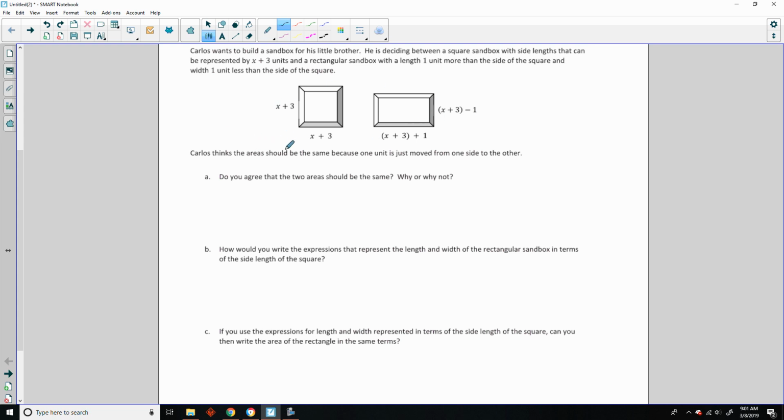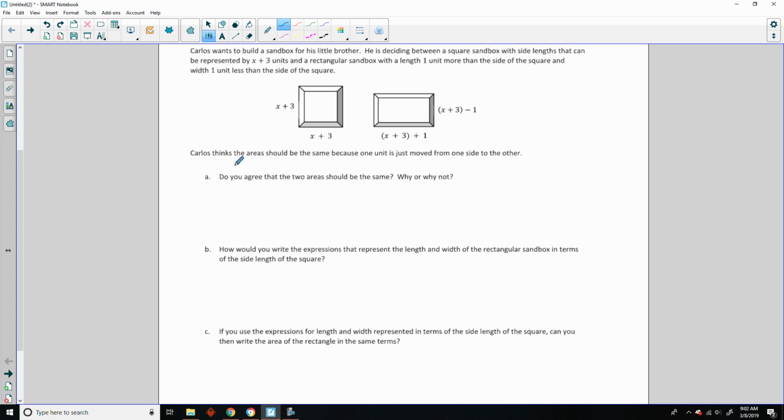So Carlos thinks that the area should be the same because 1 unit is just moved from one side to the other. So he added 1 to the length and subtracted 1 from the width. He's thinking since he took away the same amount that he added to the other, the area should be the same. So this is a classwork, so I want you to try this. Pause the video, see if you can do these questions, and then unpause the video and come back.